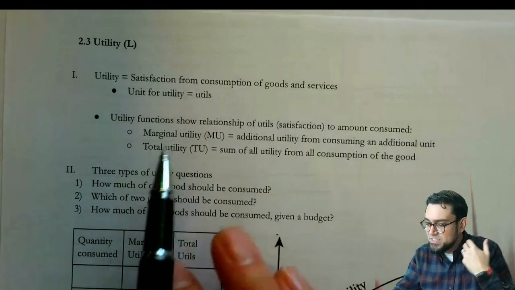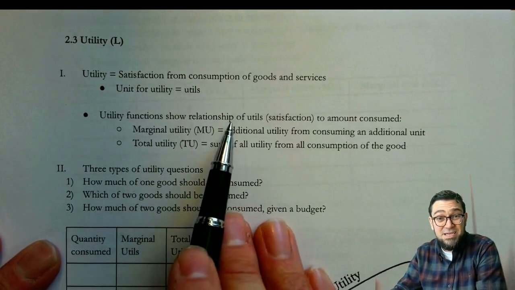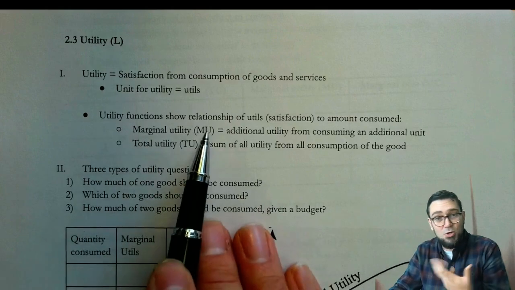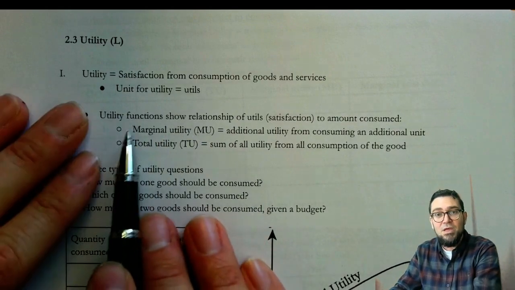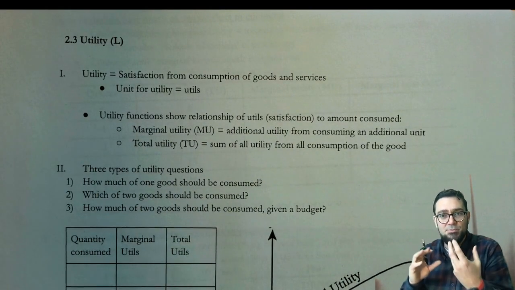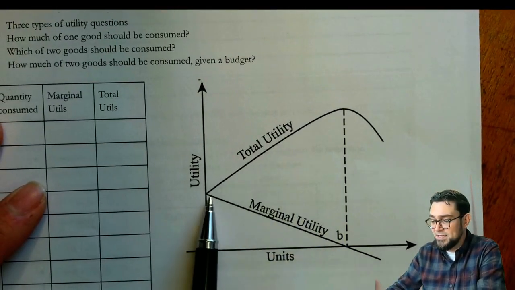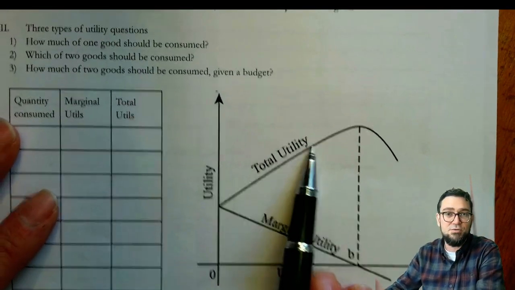So a util is a unit of satisfaction. It's sometimes helpful to think about it just as benefit. And that idea of marginal utility is marginal benefit. They're really the same idea. Utility functions allow us to examine this relationship of satisfaction to consumption. There are two utility functions. They're graphed for you. There's a total utility and then a marginal utility. And this is a simplification of what occurs.